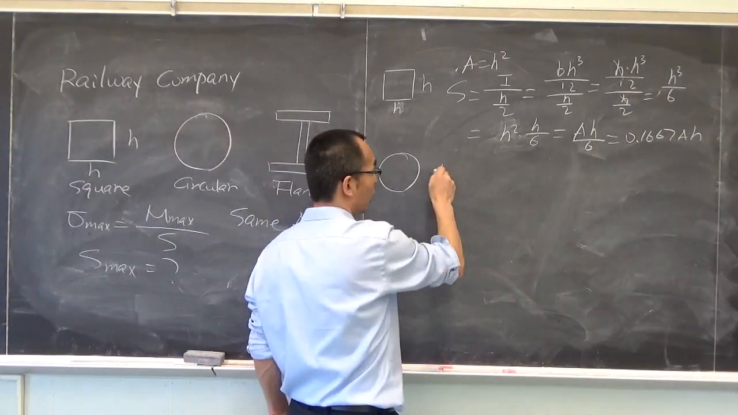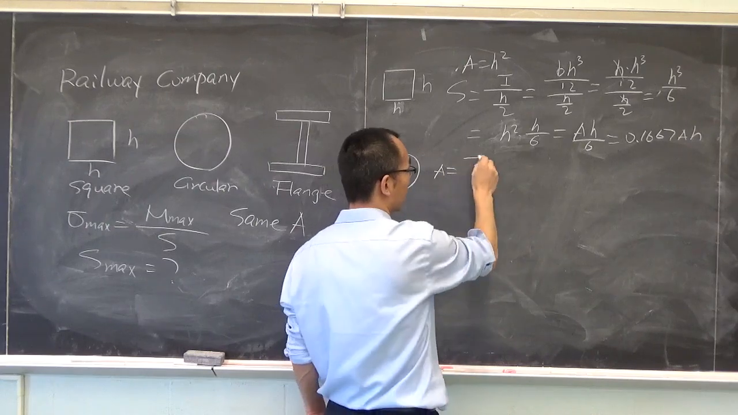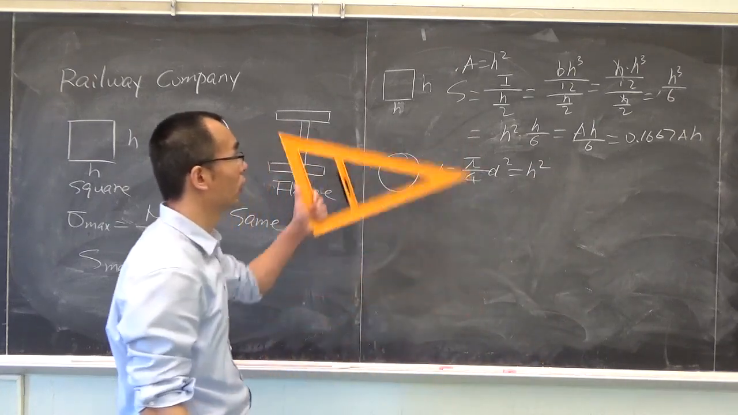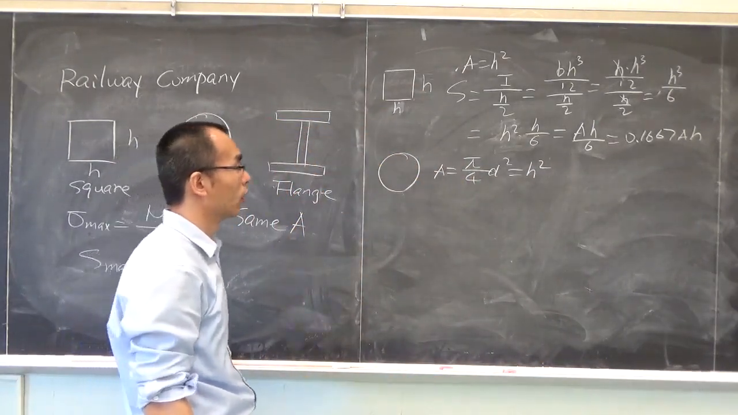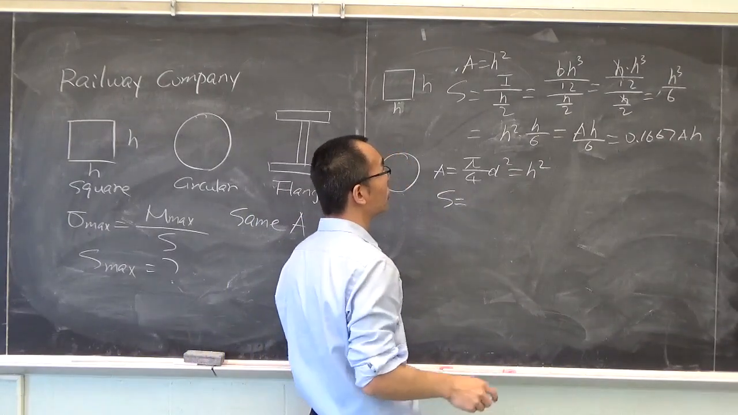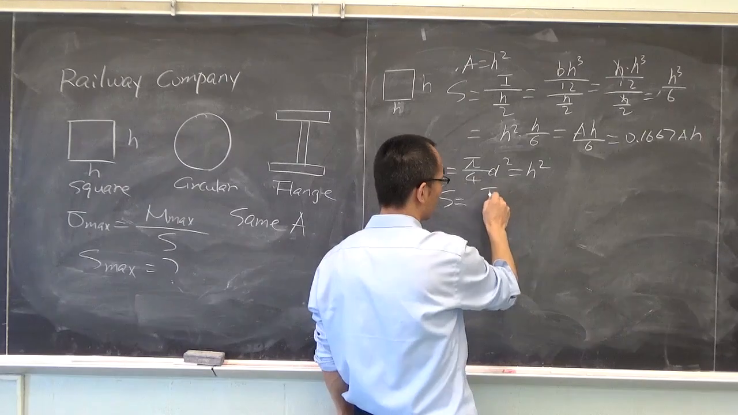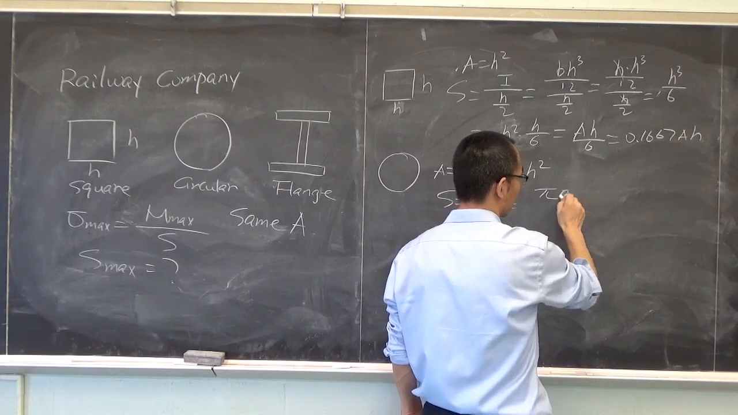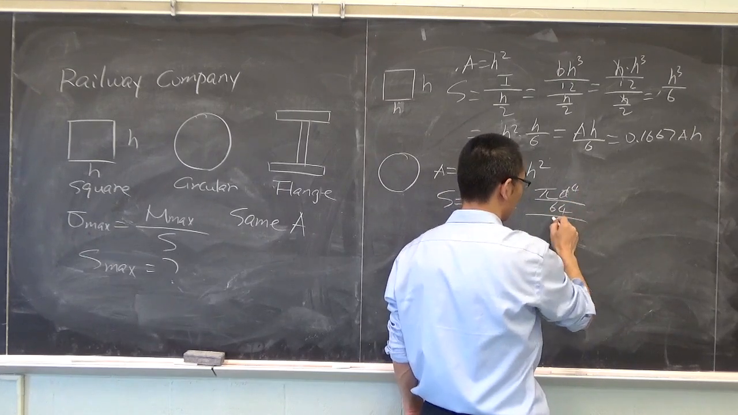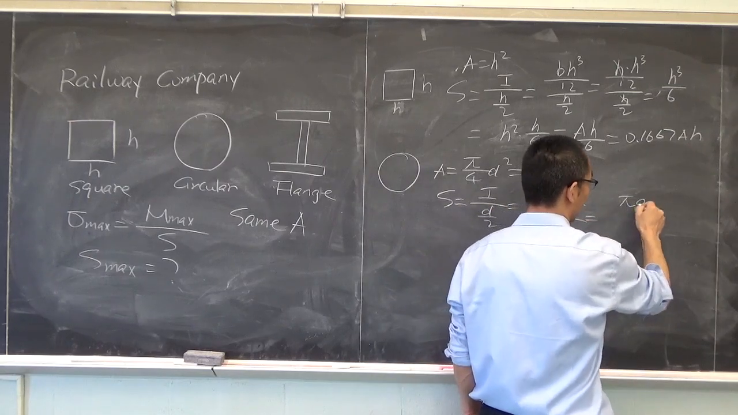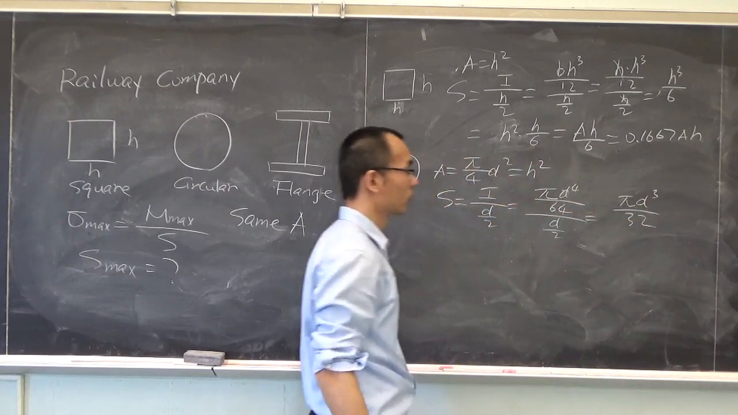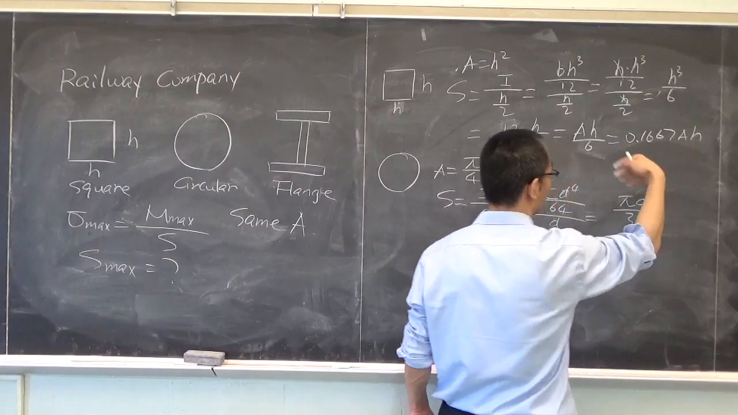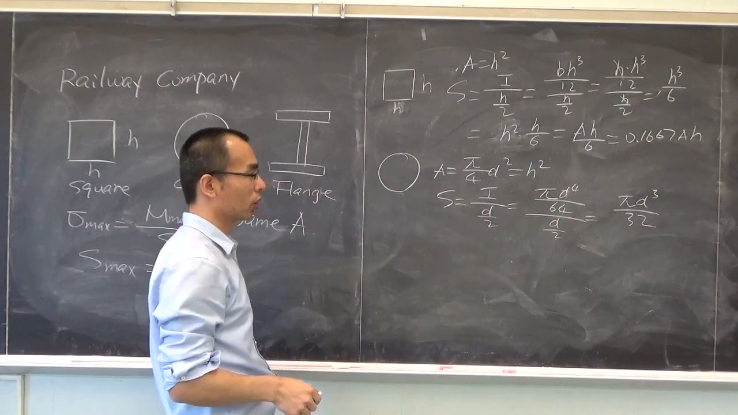So then A will be equal to pi d power 4 over, as it will be this one, right? So then they have the same cross section area. Okay, so for the section modulus, it will be equal to pi d power 4 divided by 64, divided by d over 2, so it will be pi d cubed over 32, right? This is the section modulus.